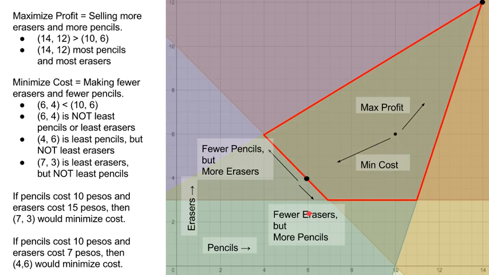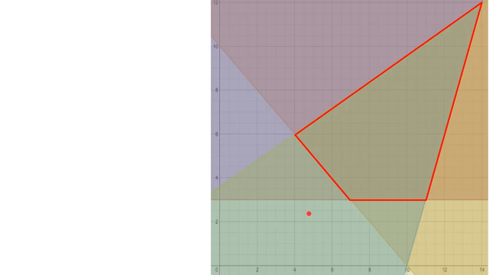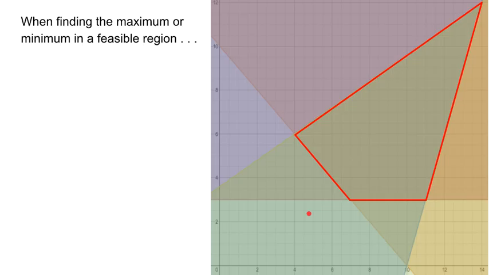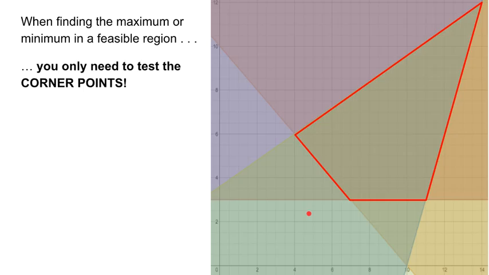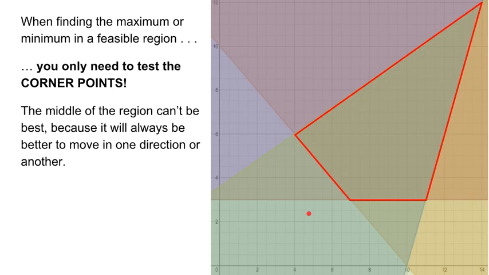So, what did we learn here? Well, what we learned is when you're finding the maximum or minimum in a feasible region, you only need to test the corner points. But why? Well, because the middle region can't be best. If we're somewhere in the middle, it will always be better to go one direction or the other. Maybe increase both of them or decrease both of them or something like that. So we can always do better than in the middle. So let's X that out. We don't care about the middle.